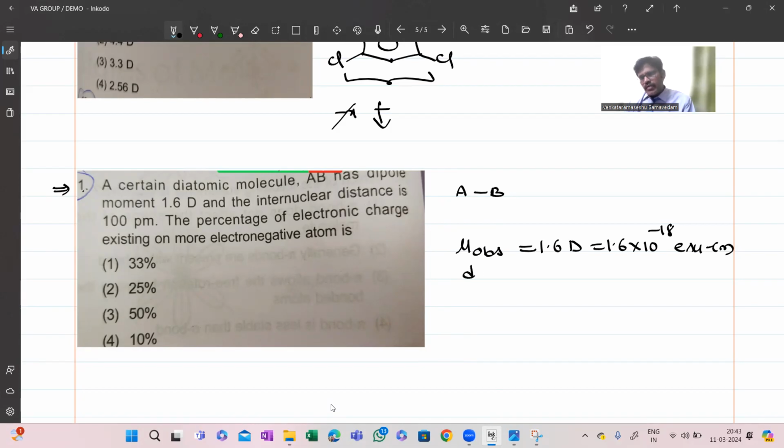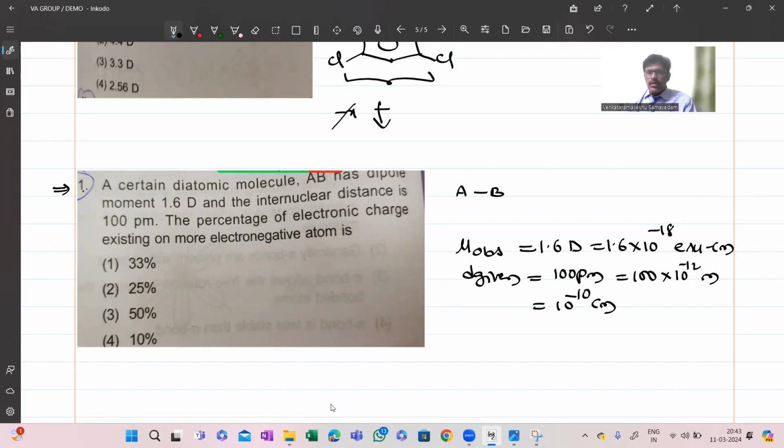Internuclear distance is already given. The internuclear distance is 100 picometers, that is 100 into 10 to the power of minus 12 meters, which is directly equal to 10 power minus 8 centimeters. Sorry, 10 power minus 10 centimeters.